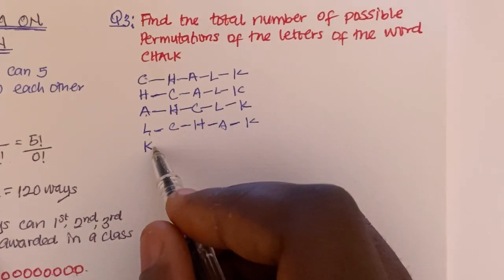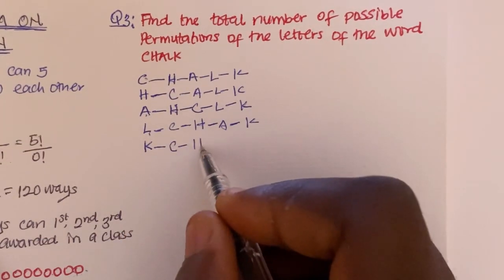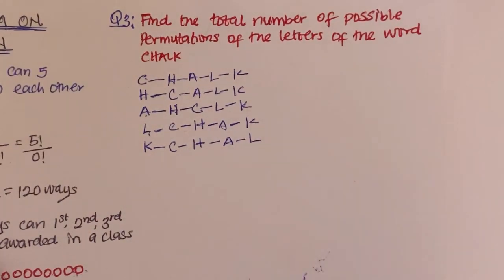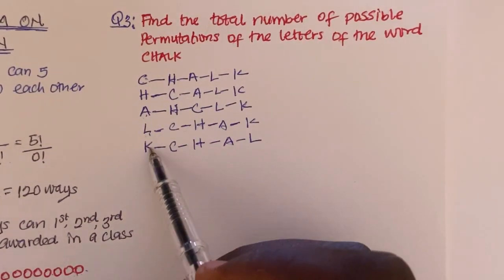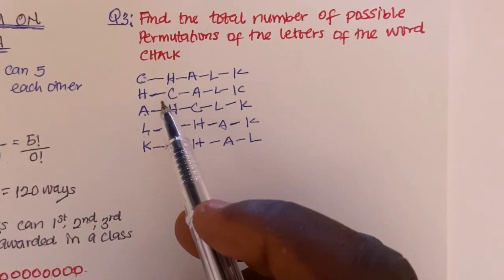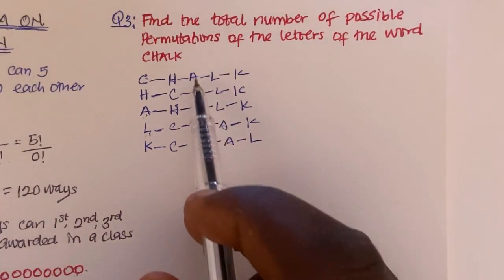Then when K comes first, we have C, H, then A and L. Now listen, it's very simple. Now let's simply count all this. This is 1, 2, 3, 4, 5. That means we have 5 ways through which we can arrange all these letters.